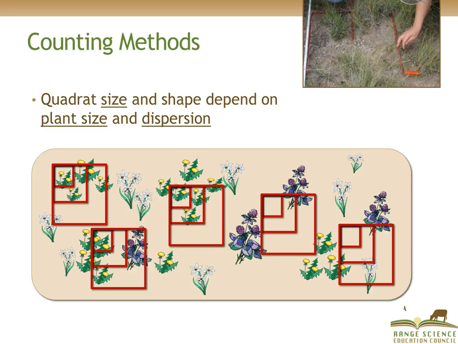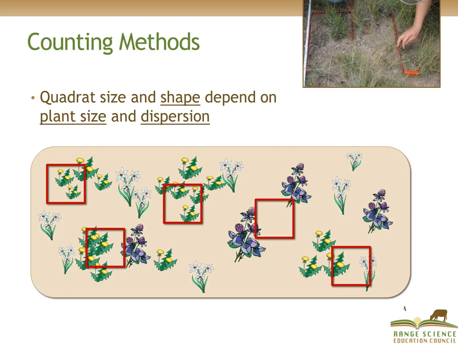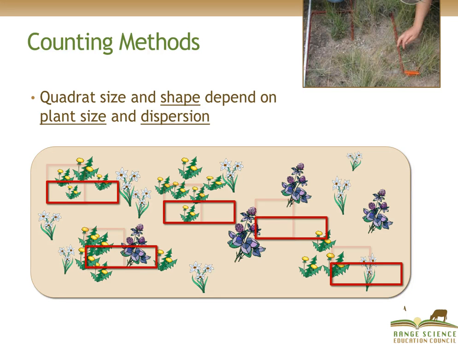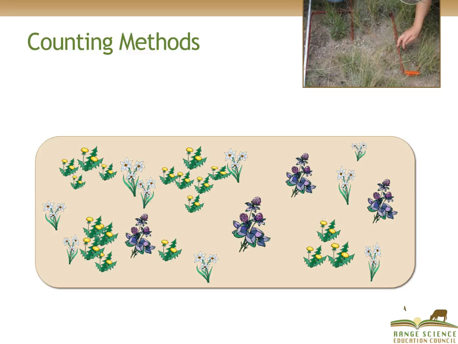The shape of the quadrat also makes a difference. Our choice of shape is also driven by the size and the dispersion of the plants of interest. And we generally find that as we go from square to rectangular and to even more narrow and more rectangular, that we can cut across clumps. And in general, this would be a good choice in scattered vegetation or where the vegetation is sparse.